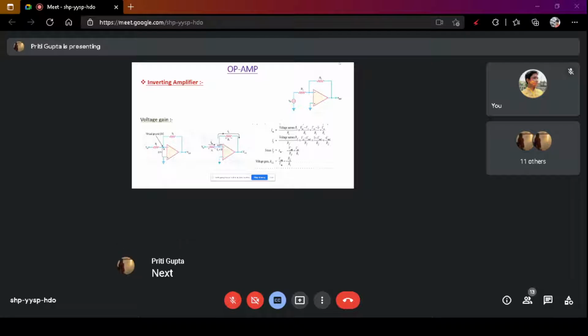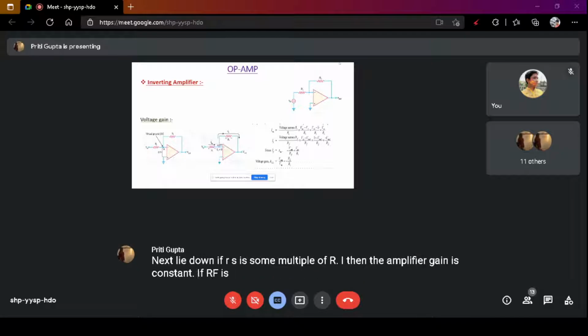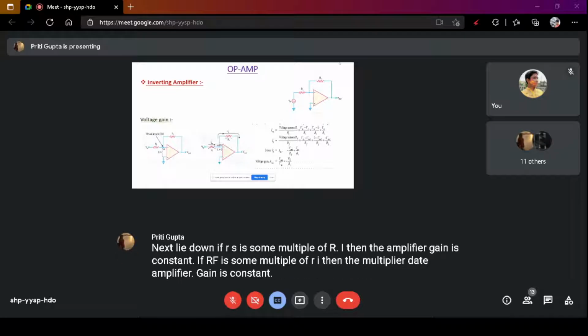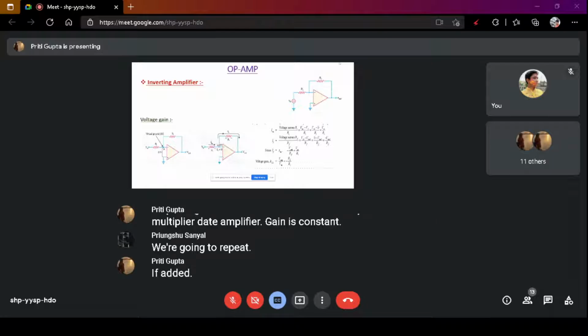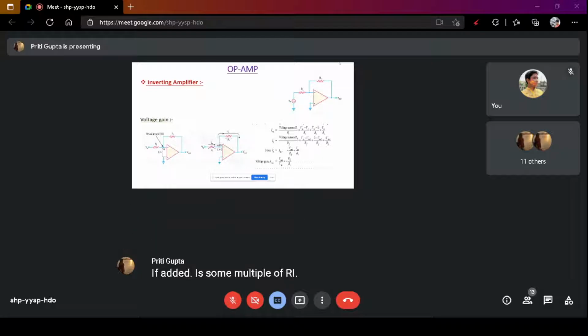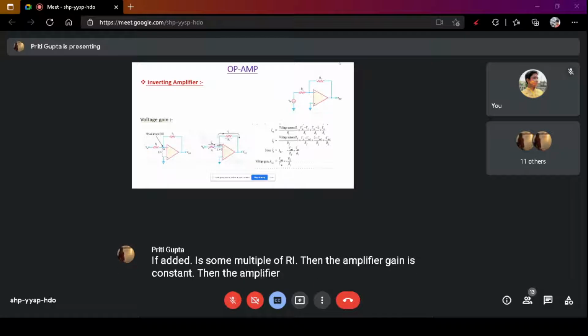Next, write down: if RF is some multiple of RI, then the amplifier gain is constant.